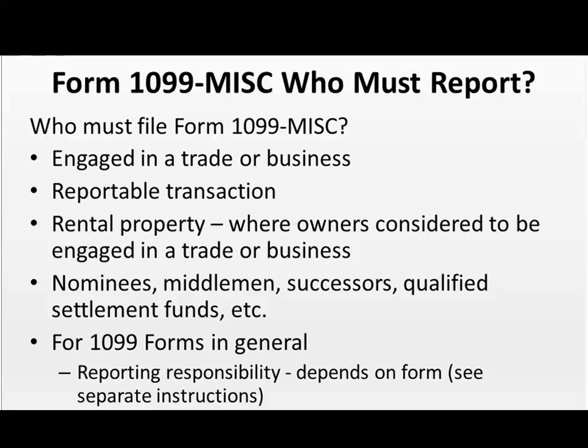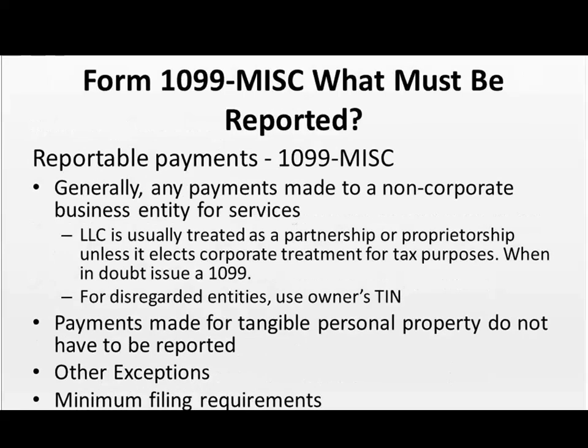Engaged in a trade or business, reportable transaction, rental property, nominees, 1099s and forms in general. The reporting responsibility depends on the form and maybe the type of payment. So you need to see the separate instructions for the particular form and the type of transaction that's involved to see if there is a reporting responsibility for it. What's reported? Reportable payments on 1099 miscellaneous. We're not going to talk about all of them at 1099s, but generally any payments made to a non-corporate business entity for services, and that's a general rule.